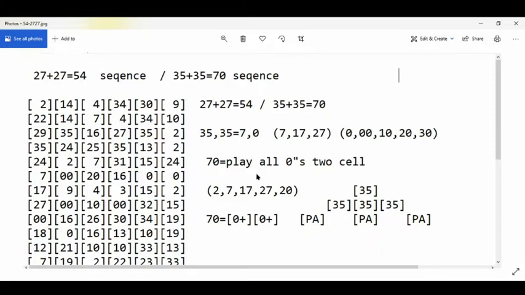So you're going to play all zeros. You're going to play 0, double 0, 10, 20, and 30. So those 5 numbers are going to be played out right here in this cell and also this cell, because then it'll sequence to two 70s. 70 here, 70, 70 here, 70, and you'll definitely make a 70 with all these zeros.